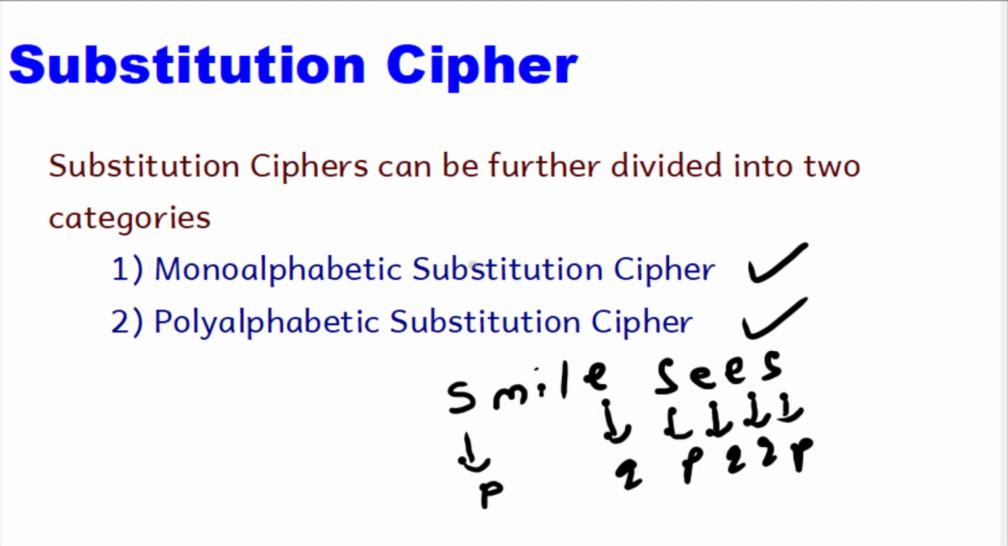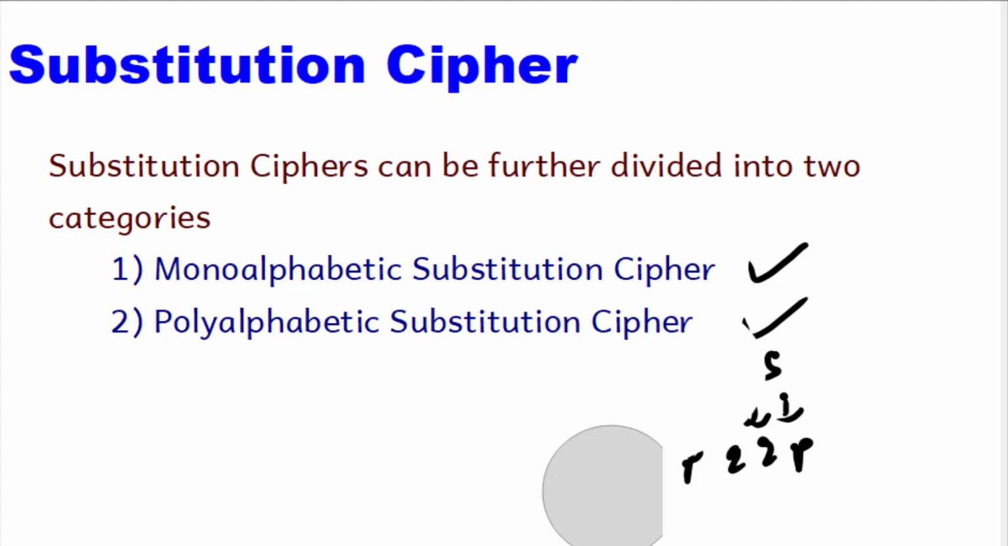In the case of a monoalphabetic cipher, every alphabet is encrypted with its corresponding one. Like here, for S, P. So if there are 100 S in my plain text, then there are 100 P in the cipher text correspondingly. Wherever S comes, I will substitute P. Wherever E comes, I will substitute Q. This is just one example. We can do it another way also. So this is the monoalphabetic.